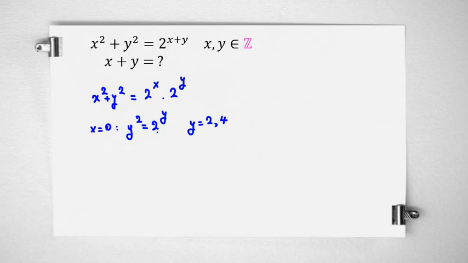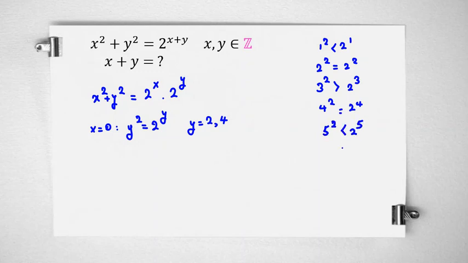And after 4, let me tell you, like 1 squared, we have 2 to the 1. 2 squared, 2 squared, they are equal. 3 squared, 2 cubed, it is greater. 4 squared, 2 to the 4, it is equal. After here, 5 squared, 2 to the 5. From here, all of them will be greater. Why? Because the next one, for example, is 2 to the 6 and 6 squared. This one will be multiplied by 2. But this one, the difference is not multiplied by 2.